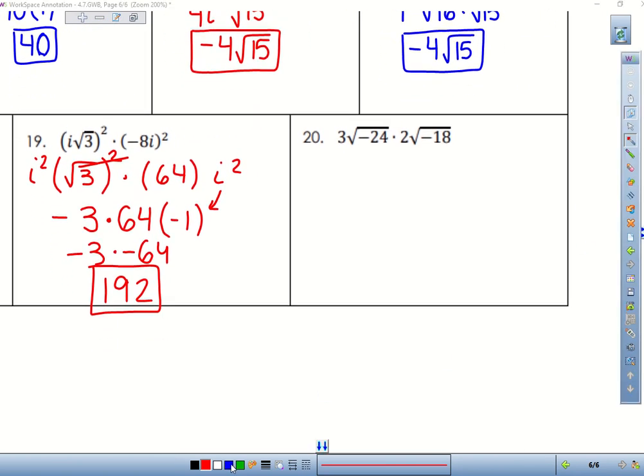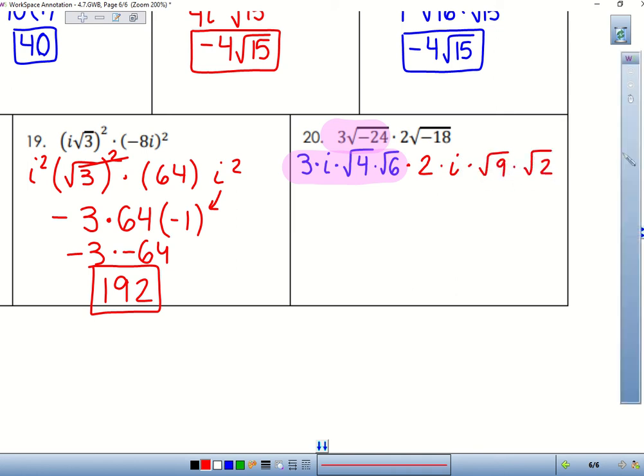Alright. So this one is a bit of a procedure, so just follow all the steps here. So I'm going to rewrite this. So this is 3, the number on the outside, times i, right, when I take out that negative, times the square root of 4 times the square root of 6. So does everybody see how this became this? Do you have any questions about that part? Alright, so now I'm going to do the other part. So that's going to be 2 times i times radical 9 times radical 2. So this became this. Does everyone see how that happened?